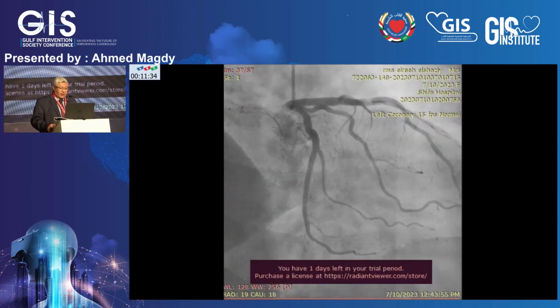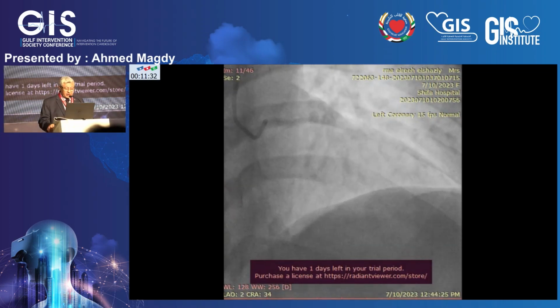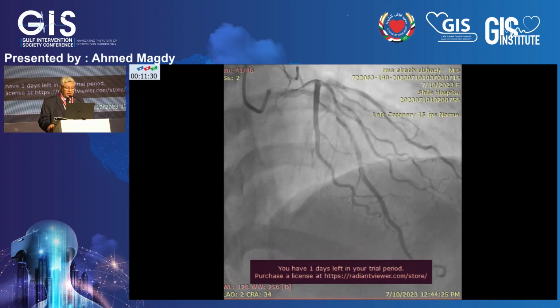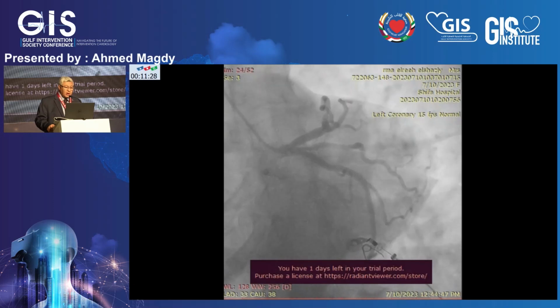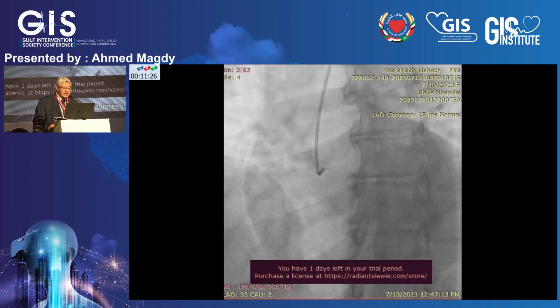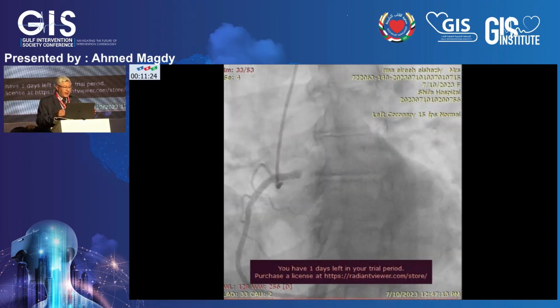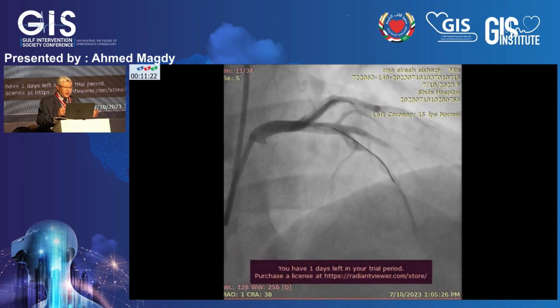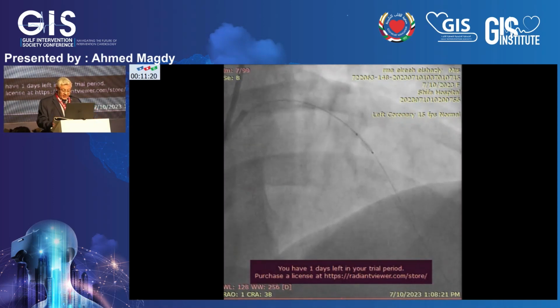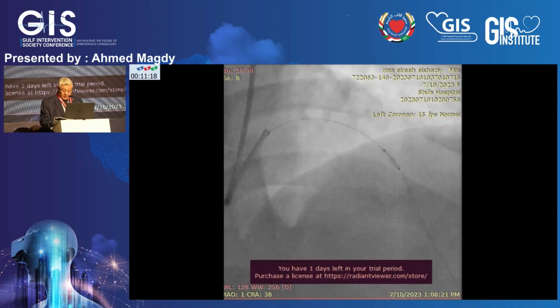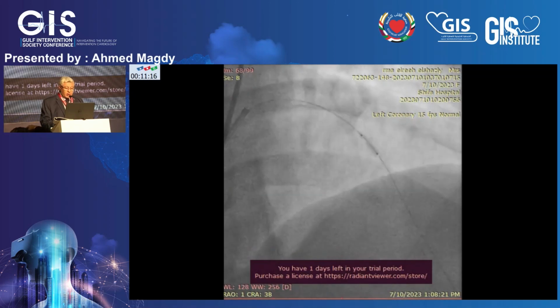So this is a typical case of unstable angina. She is a female. She has a proximal LAD lesion. She's 40 years old. It's a very classic case. However, remember that her angio 6 months ago was normal and she had the same symptoms. And so always the patient is right. You should not ignore the symptoms.